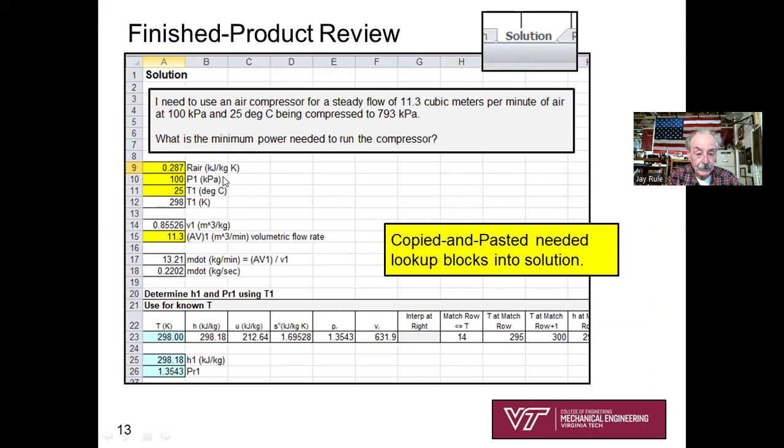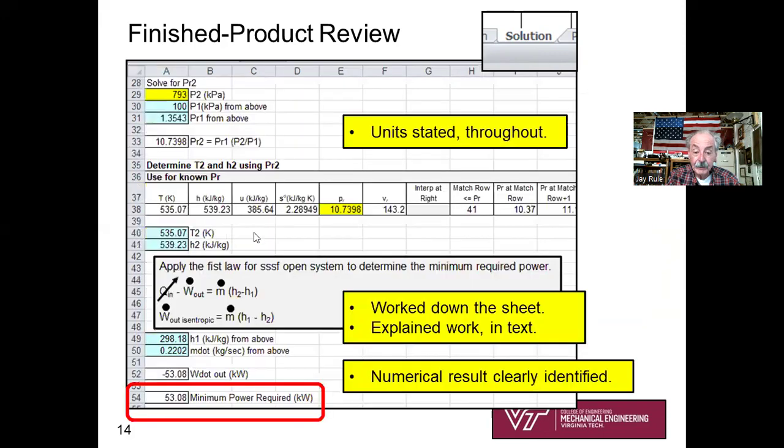We explained our work throughout. We included units, units stated throughout. We worked down the sheet, explained the work in text. Okay, I plopped down this is when I solved it the first time offline. I made a little screenshot of the first law, and we clearly showed what we wrote out. What is the answer to the problem asked? Minimum power required 53.08 kilowatts.